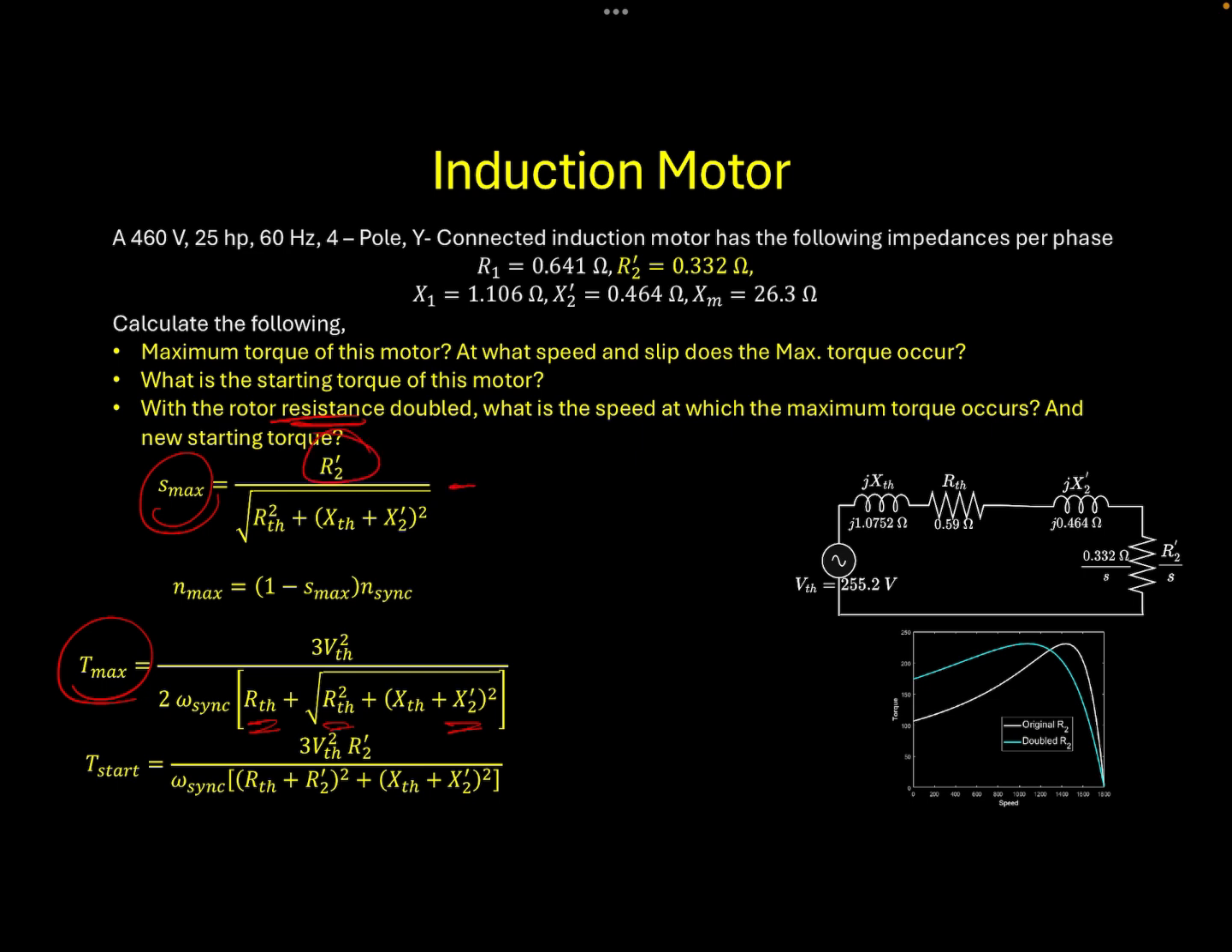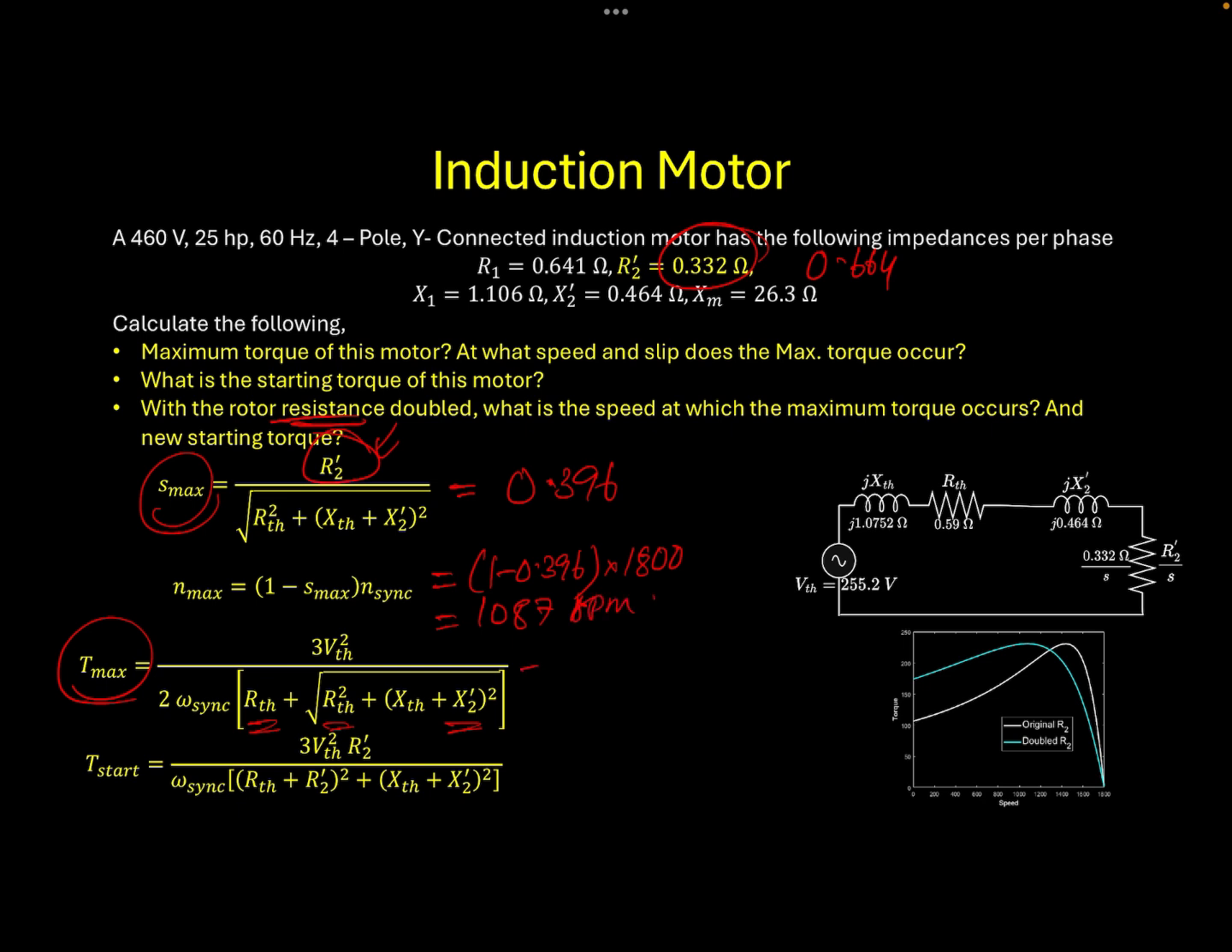So if you calculate the slip at which the maximum torque occurs by substituting the R2 dash value as double the resistance that we have, that is 0.664, then we will get the slip that corresponds to the maximum torque as 0.396. That will be exactly double that of the slip in the previous case. Then the corresponding speed is 1 minus 0.396 times 1800 rpm, which gives us the value as 1087 rpm.